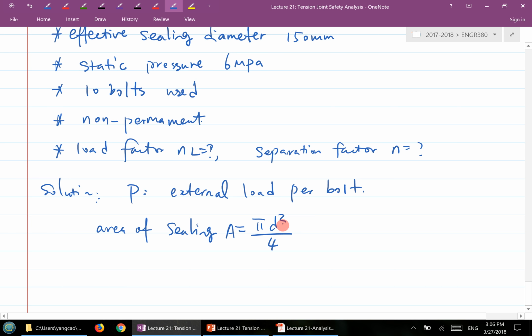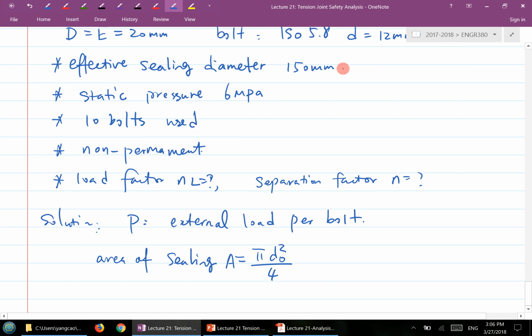A equals pi d squared over 4. I think I'll use a different d here. Let's call it d naught, because we have the measured diameter d for the bolt, right? So this is pi times 150 millimeter squared over 4. Let's keep it as it is. So you get a certain value in millimeter square.